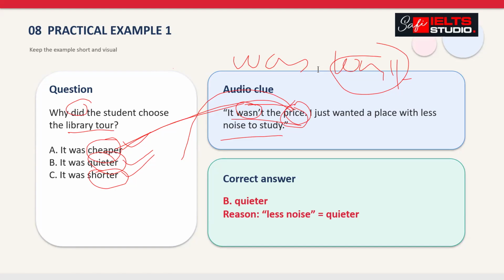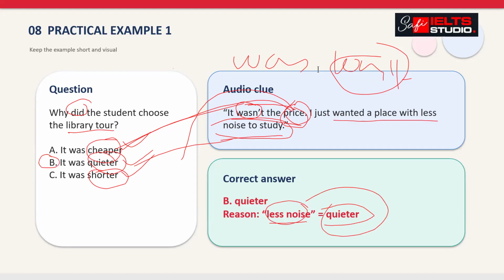The reason she chose to study in the library was that the place was less noisy to study. So "less noisy to study" gives you exactly the same meaning as quieter. Less noise means quieter. So the correct answer is B, not A. And usually the examiner deceives you with the price. Students think, okay, price is more related to cheaper, and that can be the right answer. No, that's wrong. That was a trap. He said price first, so it was a trap.